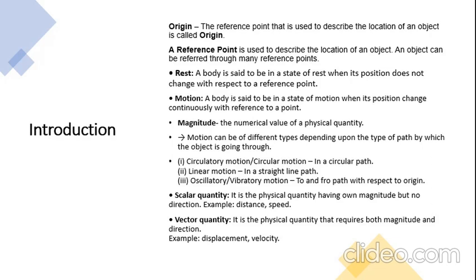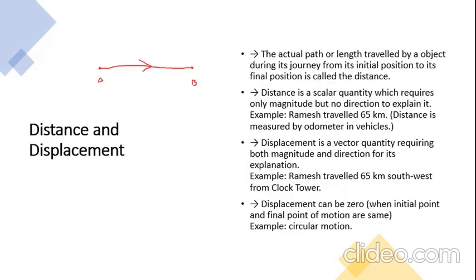Then vector quantity. It is a physical quantity that requires both magnitude as well as the direction. So example I have given here, displacement and velocity. What is displacement? If you want to mention a distance along with the direction, 2 km in north direction. So this north, you are specifying the direction. So this quantity is called vector quantity.